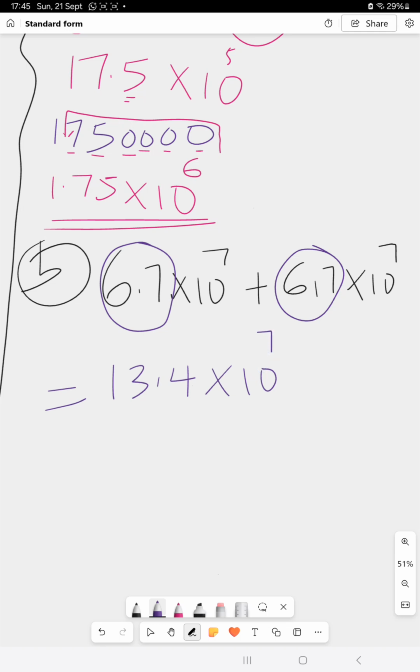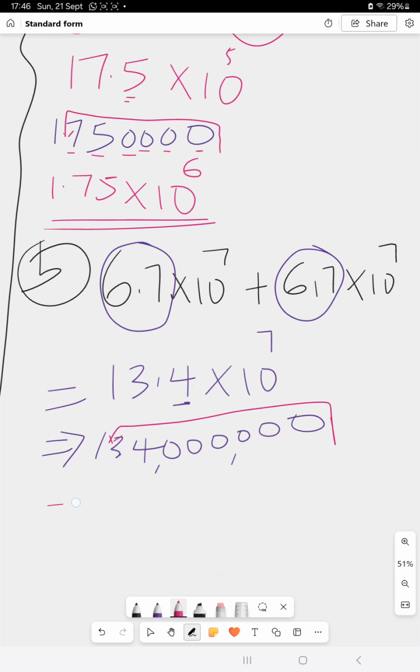Now, we need to write this number in full. If I write it in full, that means I need to move 7 steps from here. So I'll have 134,000,000. And then finally, to write it in standard form, I'll have to move it from here all the way to here.